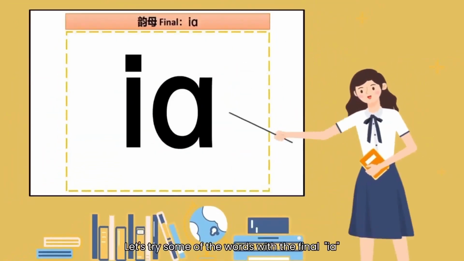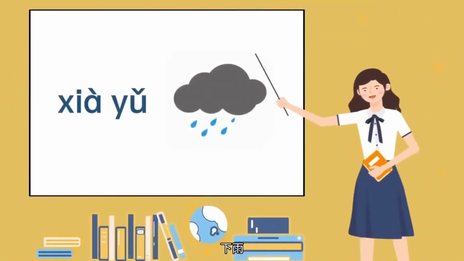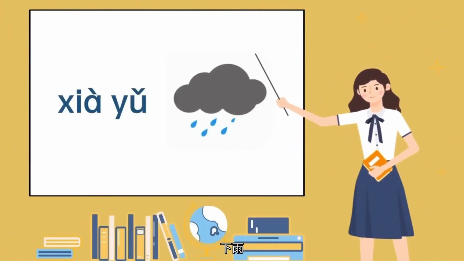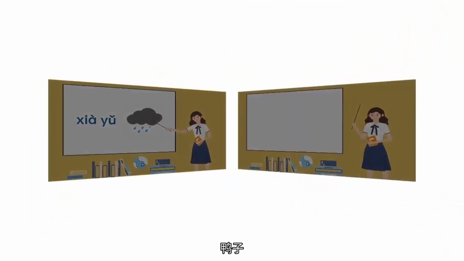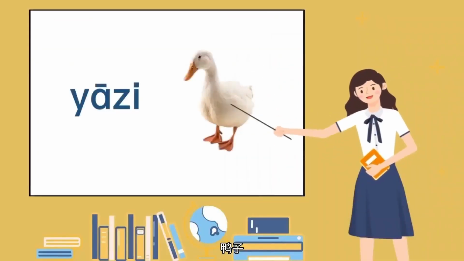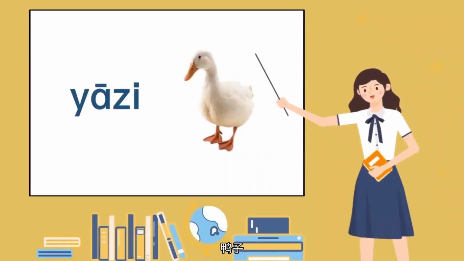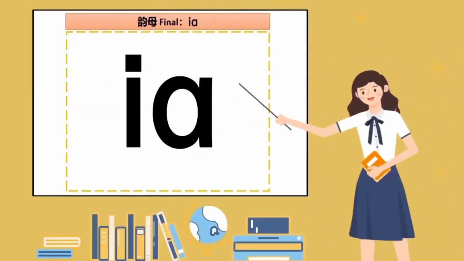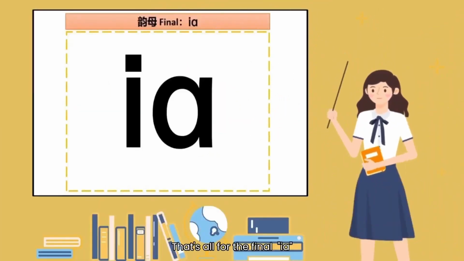Let's try some of the words with the final ya. 下雨，下雨。鸭子，鸭子。That's all for the final ya.